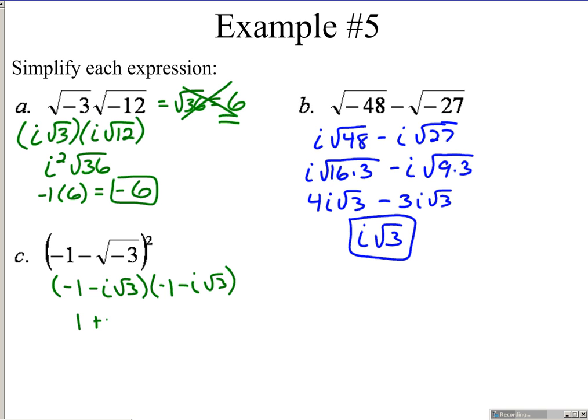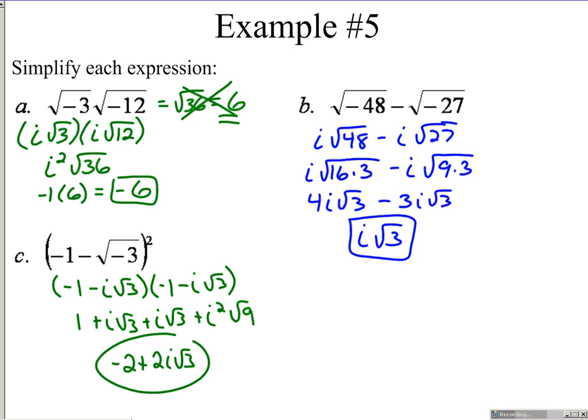Outer, we get plus i root 3. Inner, we get plus i root 3. And last, we get plus i squared root 9. Begin simplifying. This i squared root 9 becomes negative 1 times 3, or negative 3. 1 minus 3 is negative 2. i root 3 plus i root 3 gives us 2i root 3. Nothing else we can do there to simplify.